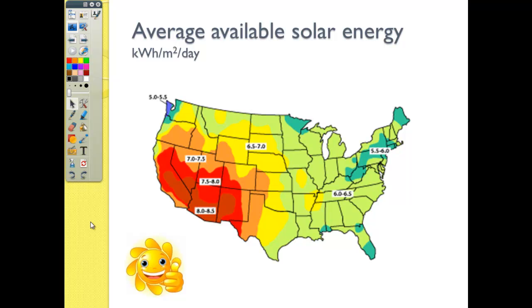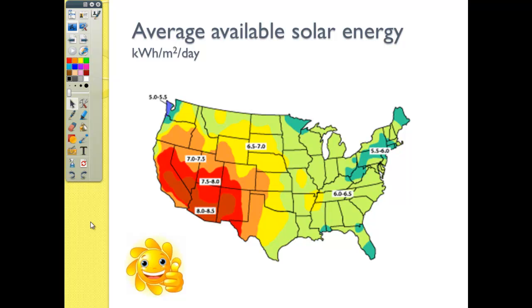Where is solar energy good for America? It's pretty much concentrated in the desert southwest of the United States. If you go to the East Coast, although we do have some limited solar, there's not as much solar energy available for any type of solar power system.